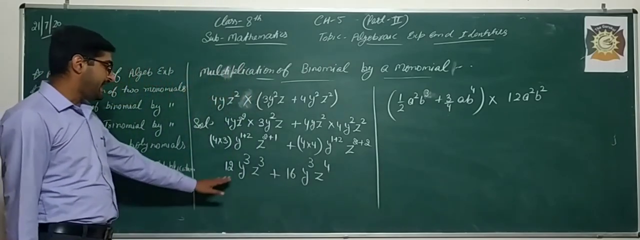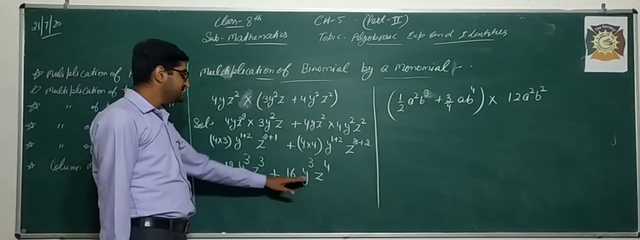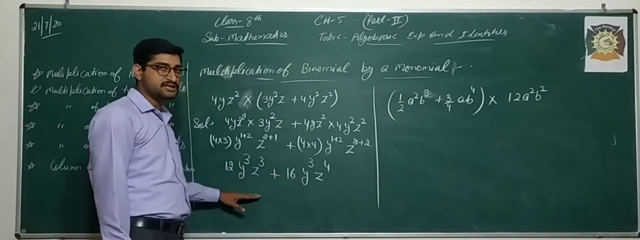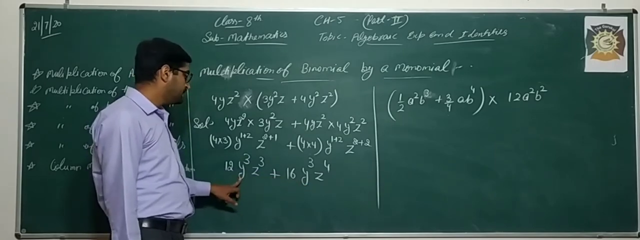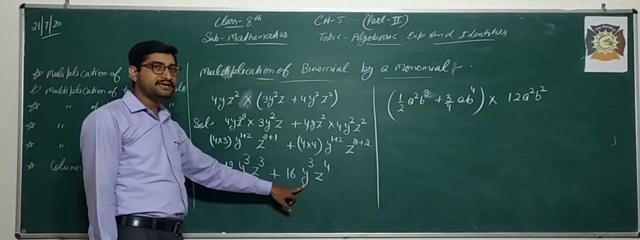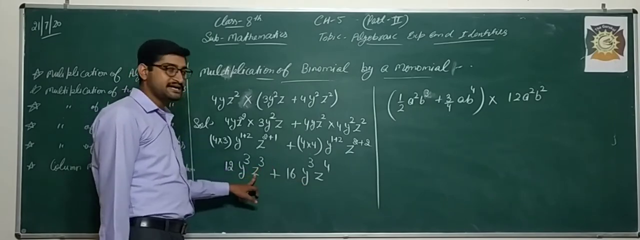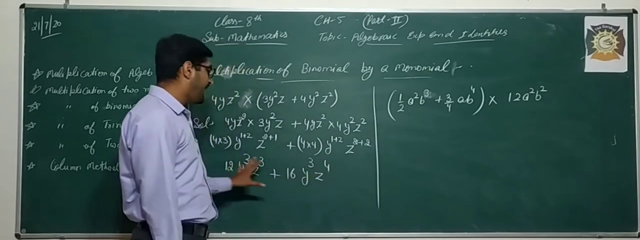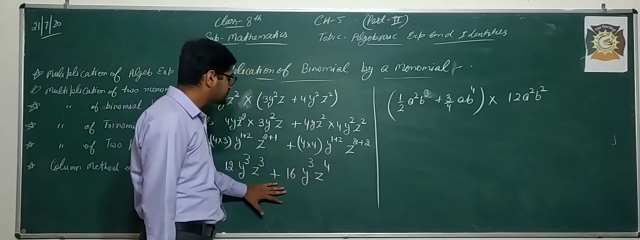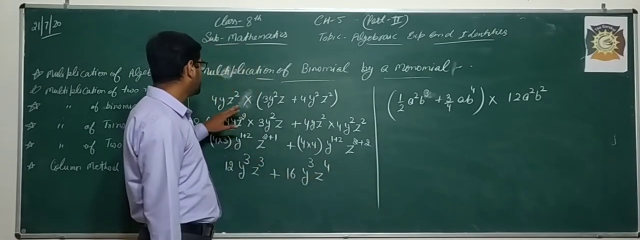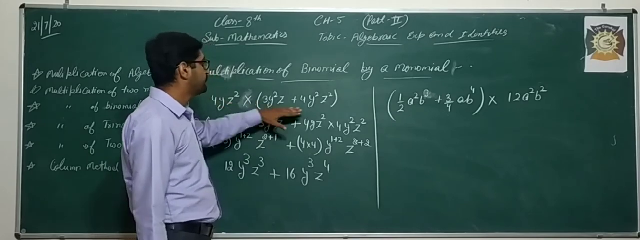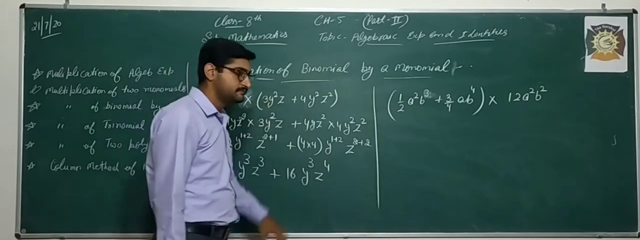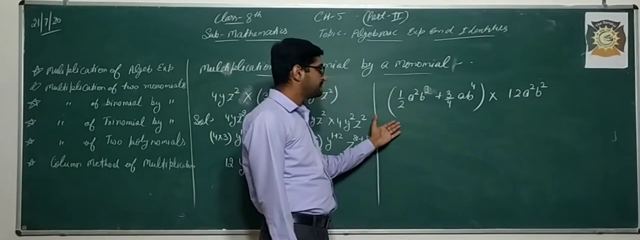We cannot add these two terms as these are unlike terms. As you can see, here the power of y is 3 and here the power of y is 3, but here the power of z is 3 and here the power of z is 4. So we cannot add these two terms, and this is the final answer of the product of this monomial by this binomial. Now one more example is there.